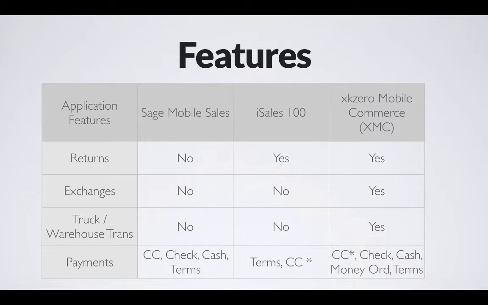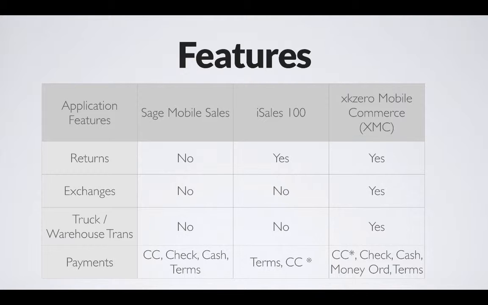iSales 100 allows you to sell on terms, and we have built the foundation for credit card integration, but we're waiting for a new software development kit to be coming from Sage. We're a little frustrated by that because we've been waiting for some months now for that, and it's impacting our ability to do payment swipe on iSales 100 and on XMC as well. So as soon as we have that, we'll be ready to go very quickly, to turn that around. That could happen anytime, but like I say, we've been waiting on Sage for a while on that one.